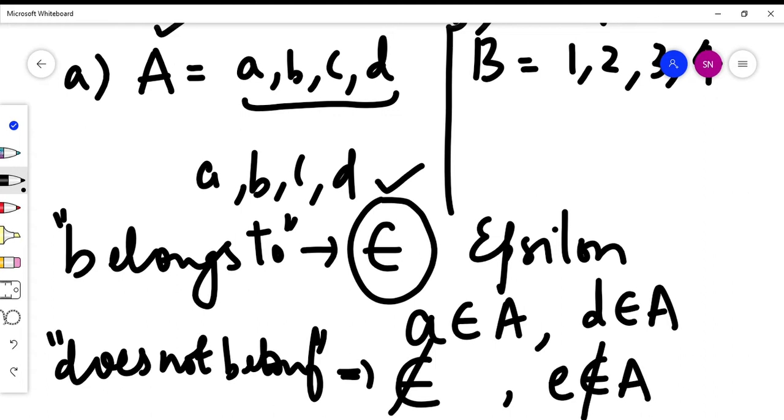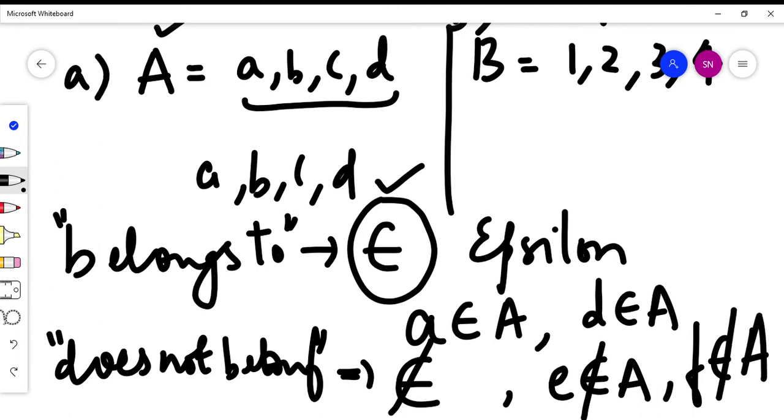If that particular epsilon symbol does not carry that particular element, then you will tell it as an element which does not belong to that particular set. So here I've given you an example of E not belonging to A. Further, you can write this as F not belonging to A as well.